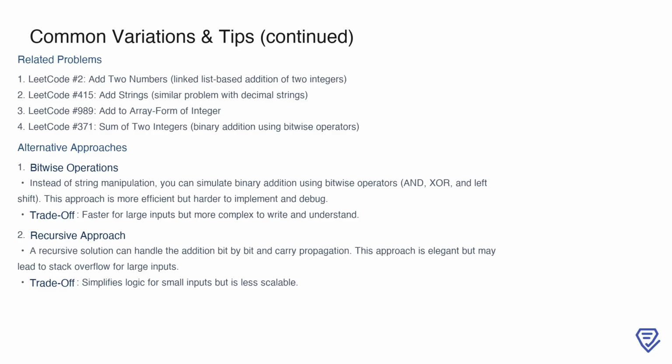Beyond the standard approach, there are some alternative methods to consider. One is using bitwise operations to simulate binary addition. Operations like AND, XOR, and left shift allow you to perform the addition without converting the strings at all. This method is faster for large inputs but tends to be more complex to implement and debug. Another option is a recursive approach, where you handle the addition bit by bit while propagating the carry. Although this can lead to clean and elegant code for small inputs, it isn't scalable, as large inputs could cause a stack overflow due to excessive recursion depth.